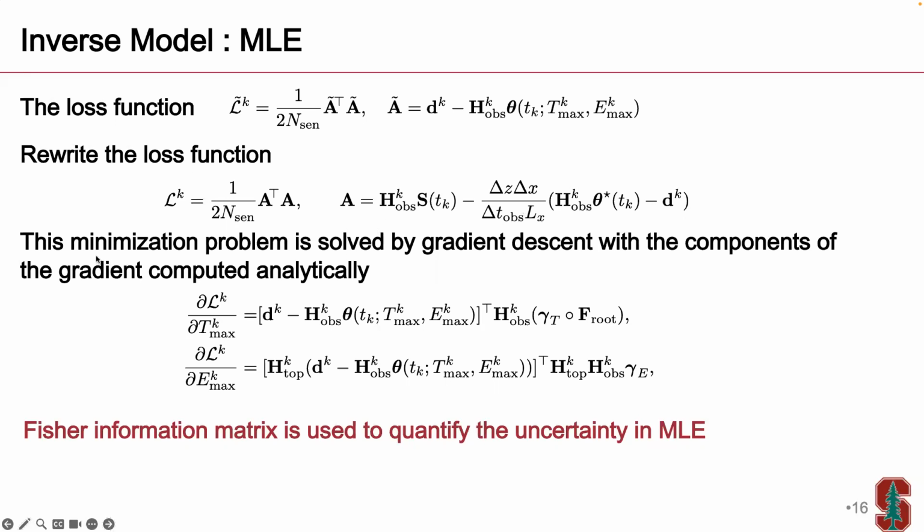And we solve this minimization problem by gradient descent, and the components of the gradient can be computed analytically. And these are the gradients, and then we update the Tmax and Emax, and we solve this minimization problem. And this implementation of the maximum likelihood estimator is accompanied by the Fisher information matrix to quantify the uncertainty. And let's see some results by using these two estimators.